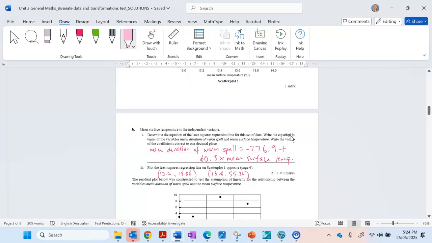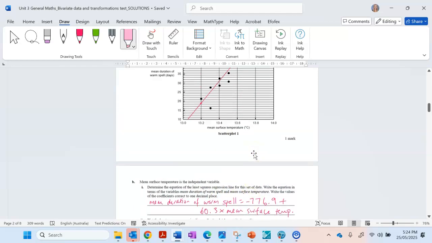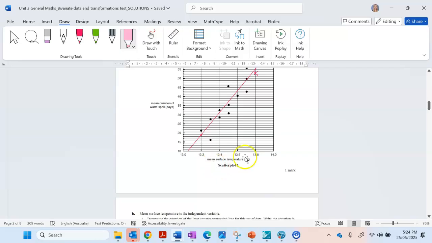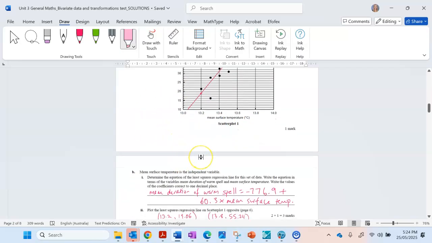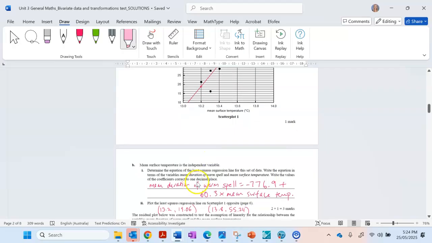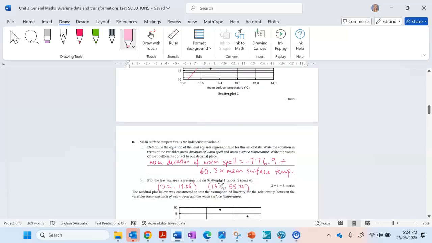Part B was done really well, which was good to see. Some of you got your variables around the wrong way. Here's our scatter plot. Mean surface temperature is our X. Mean duration of warm spell is our Y. So just being careful with your variables, making sure you get them around the right way. And it was to 1 decimal place. This exam was probably previous to doing significant figures, that's why it's not asking for significant figures, but we do now see these types of questions with significant figures.